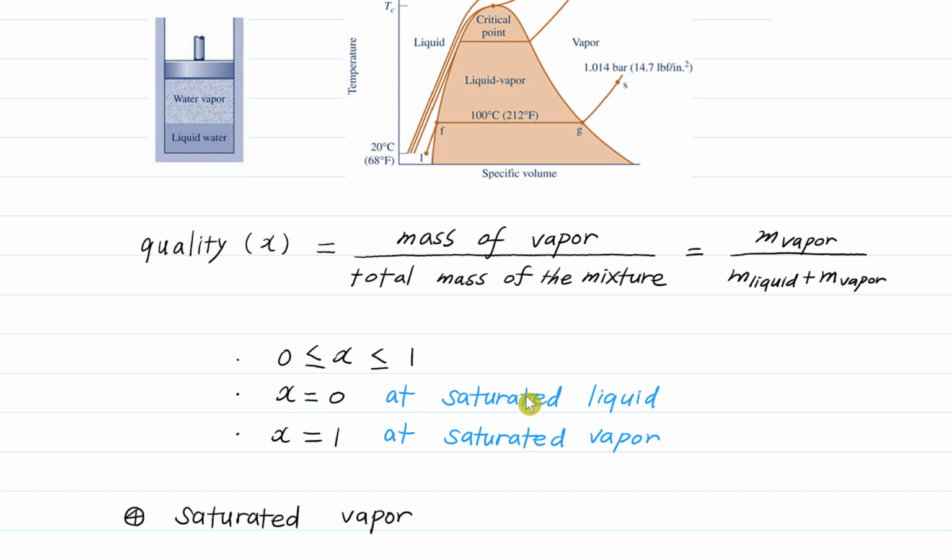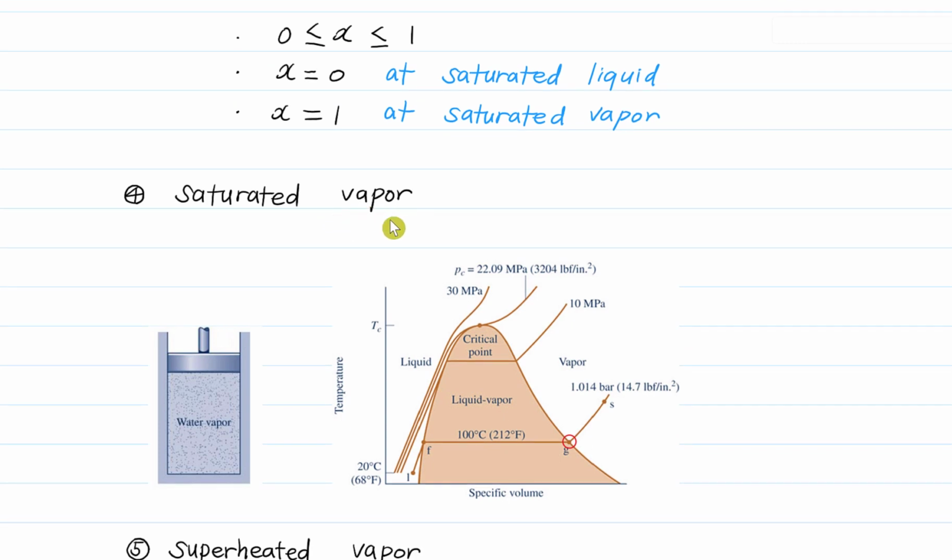At the saturated liquid, the quality is 0. The mass of the vapor is 0 at this point, or at point F, x is equal to 0. At the saturated vapor, the quality is 1. The system is completely filled with water vapor. So at point G, quality is 1. At point G, or saturated vapor, the system is completely filled with vapor.